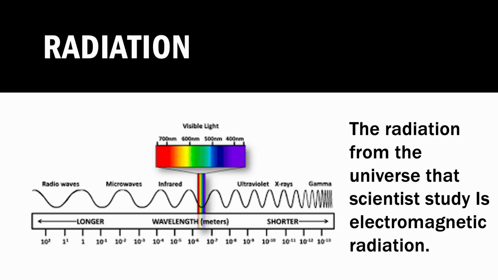The radiation from the universe that scientists study is electromagnetic radiation. Electromagnetic radiation consists of electric and magnetic disturbances traveling through space as waves. The human eye can only sense a limited range of all the various wavelengths of electromagnetic radiation, and this is called visible light. As you can see in this little picture over here, visible light is actually a very tiny piece of the whole spectrum of electromagnetic radiation.